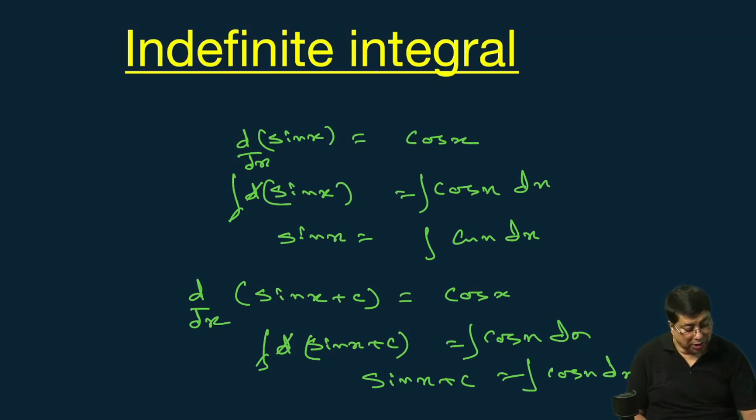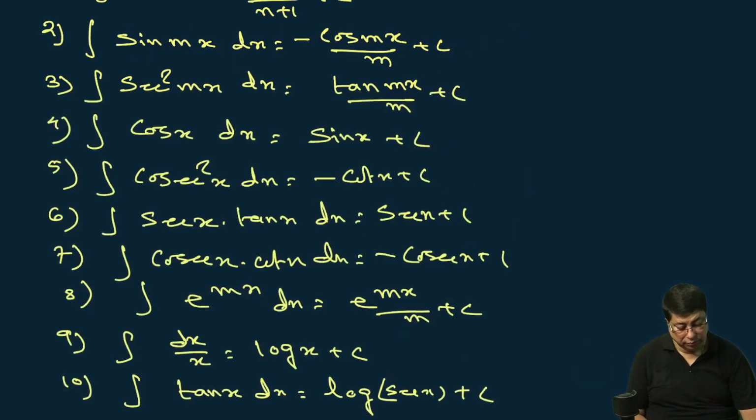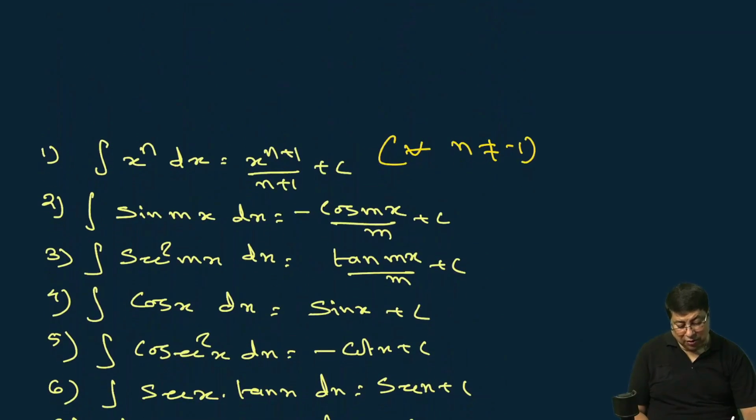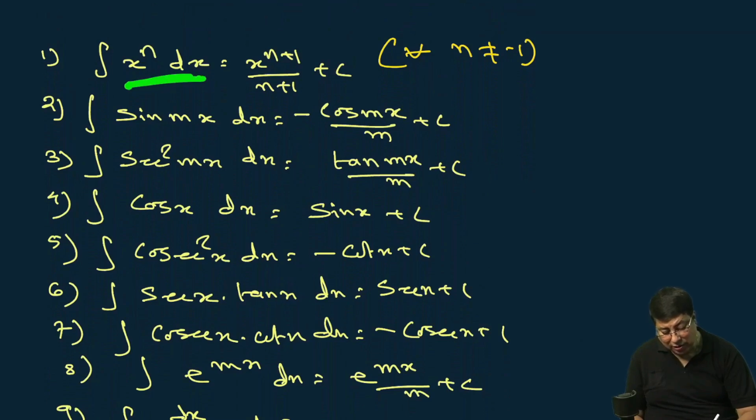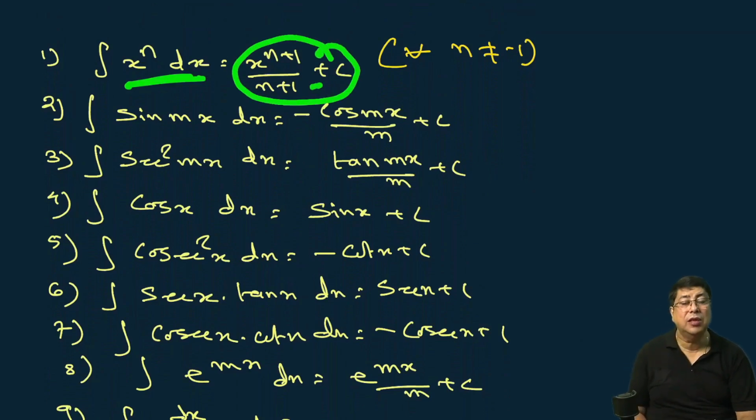So let's go to some examples. And these are the fundamental formulas of integration. Once again I am telling you that the success of integration depends on the preparation of differentiation. The more you practice differentiation, the better your integration will be. For example, the integration of x to the power n is x to the power n plus 1 by n plus 1 plus c, n not equal to minus 1, because in the reverse process, the differentiation of x to the power n plus 1 by n plus 1 plus c gives the integrand.